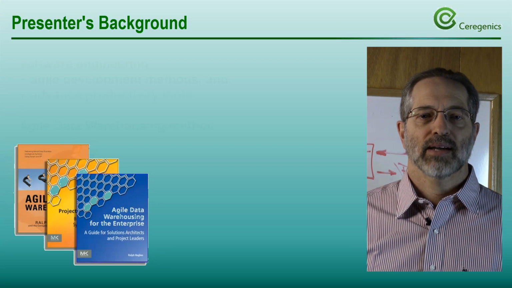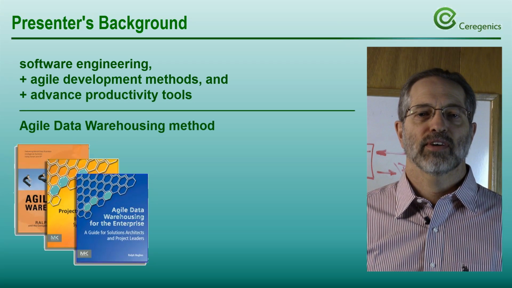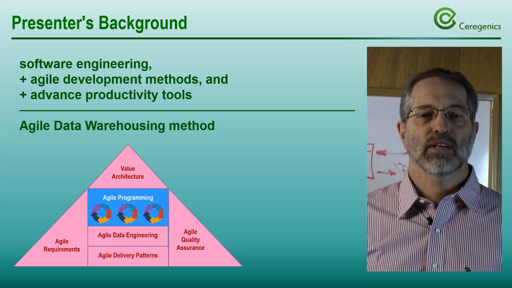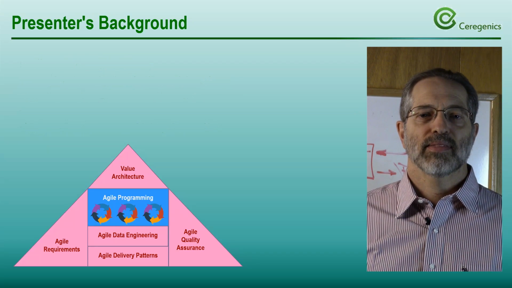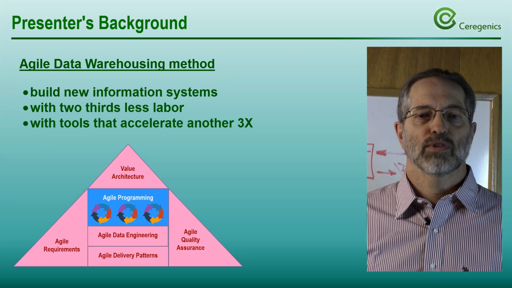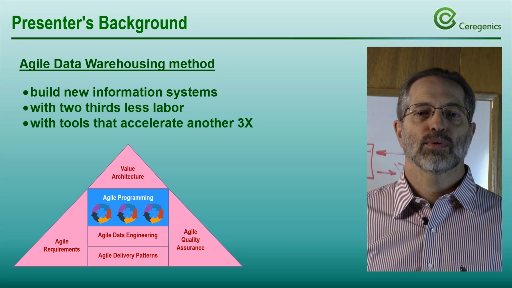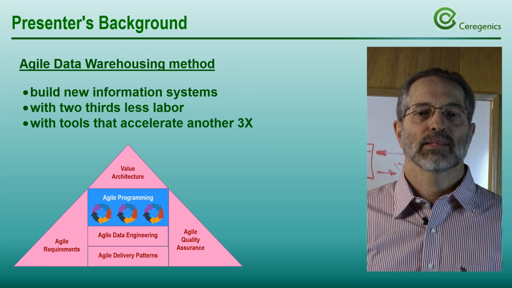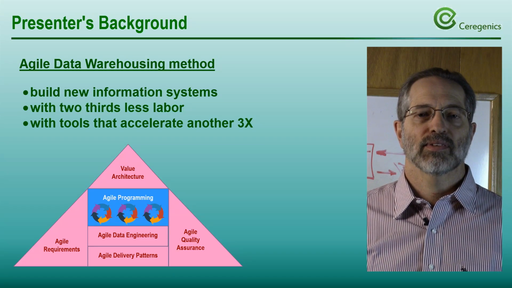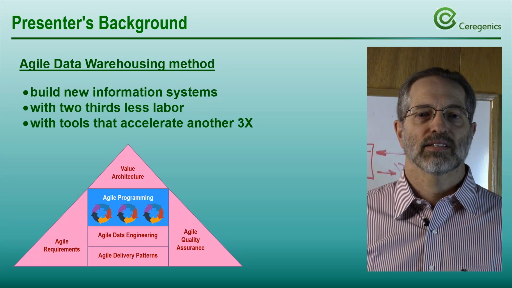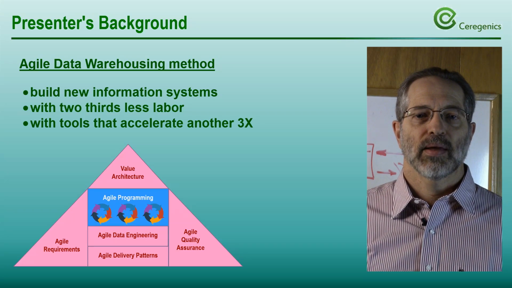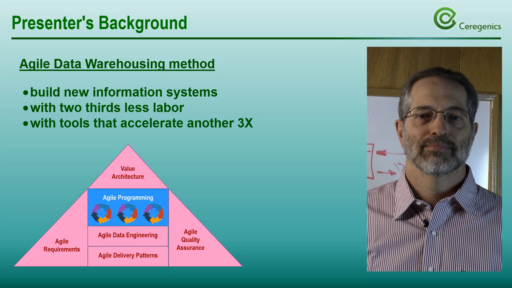I've taken the best practices from software engineering, agile development methods, and advanced productivity tools and combined them into a method called Agile Data Warehousing. This method allows you to build new information systems with 2/3 less labor using tools that accelerate your work by another factor of 3. To thrive in the global marketplace today, your company must be able to rapidly assemble and expand its infrastructure for big data and business intelligence faster than the competition. You're going to need the acceleration that Agile Data Warehousing can give you.